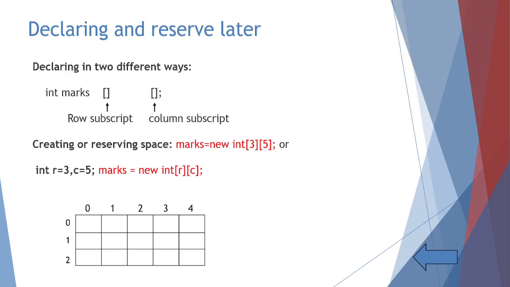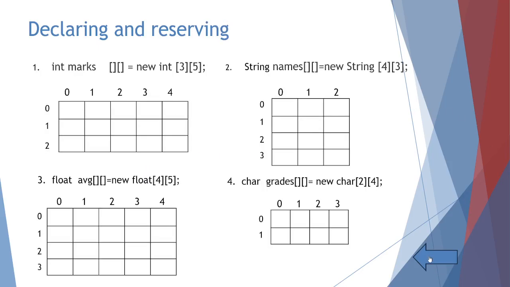In the memory, any 2D array has space reserved in continuous memory locations, either row major or column major, but we will understand it in a tabular format. Now, according to this declaration, 3 rows 0, 1, 2 and 5 columns in each row 0, 1, 2, 3, 4. In tabular format we understand.